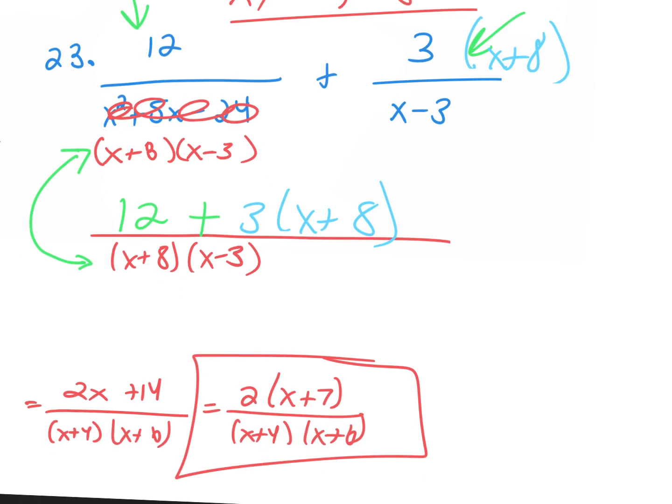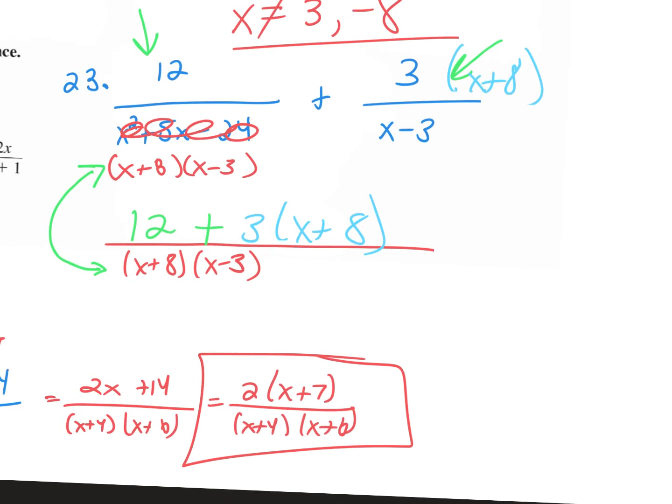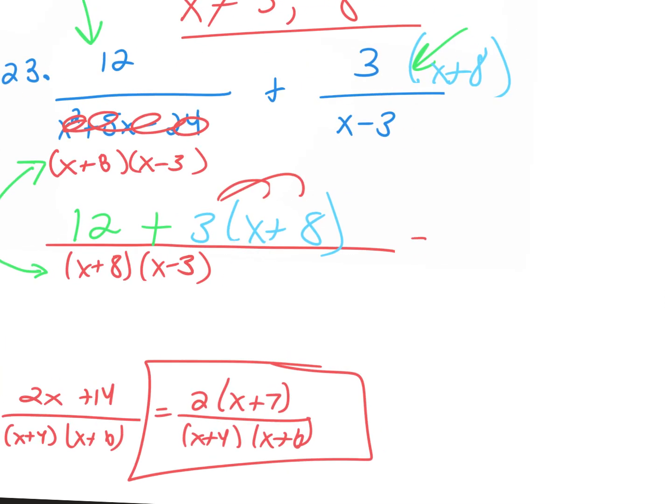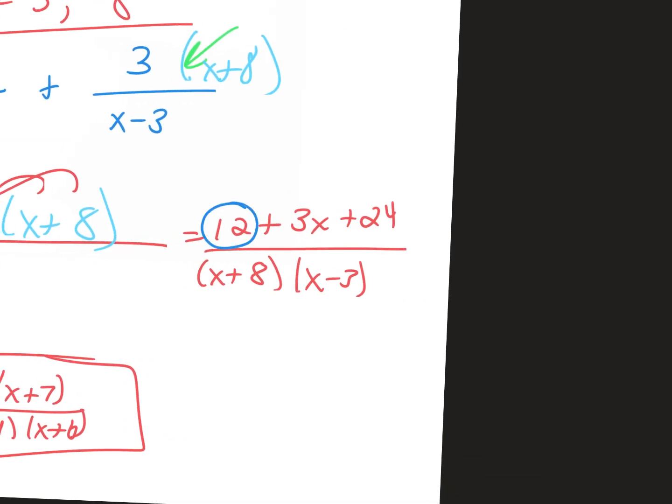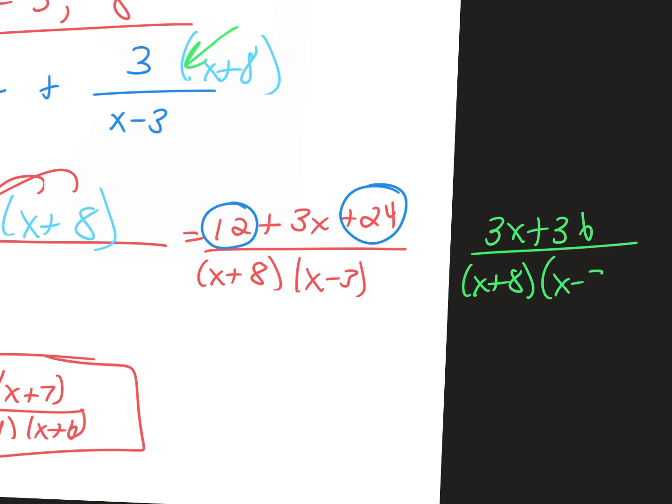Can I just go ahead and cross out the x plus 8s? No, I cannot do that yet, guys. You got to combine like terms completely, distribute, combine like terms, then see if anything cancels. So I'm going to distribute this 3 here. I have 12 plus 3 times x is 3x. What's 3 times 8? 24 over x plus 8, x minus 3. Now we're going to combine like terms. What's 12 plus 24? 36. So I have 3x plus 36 over x plus 8, x minus 3.